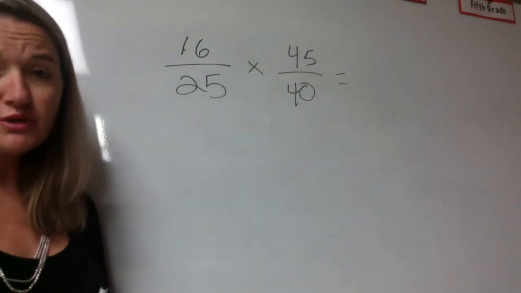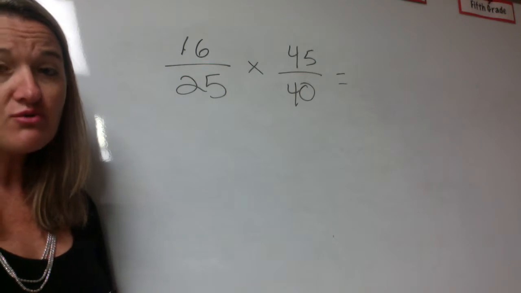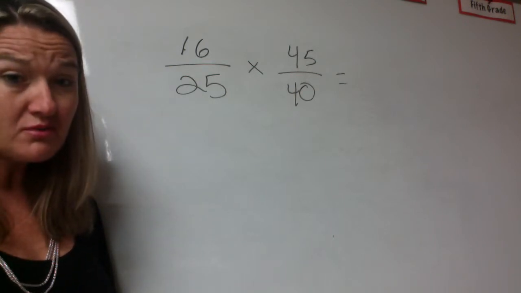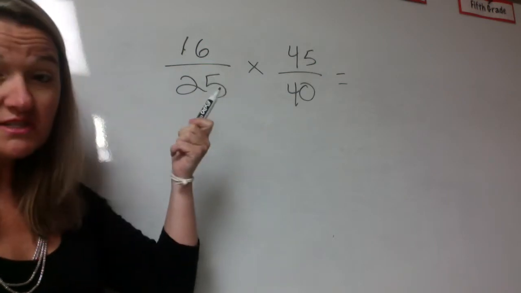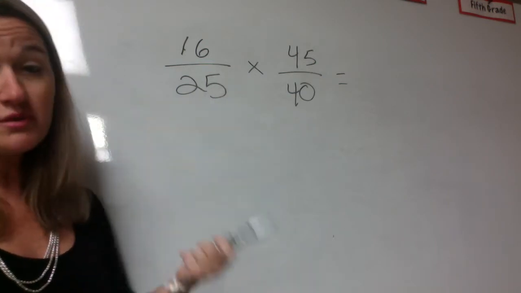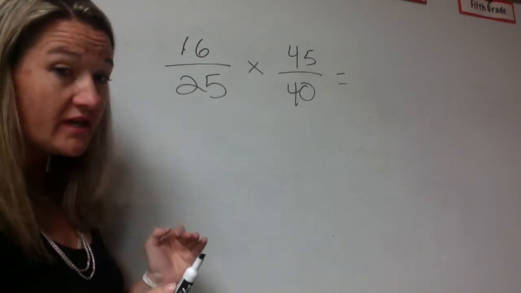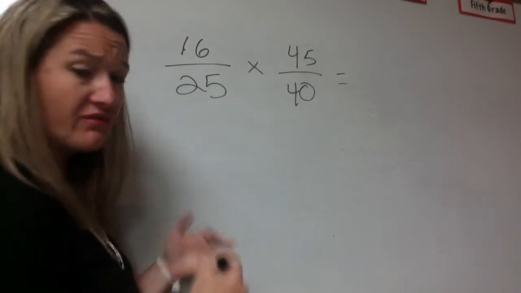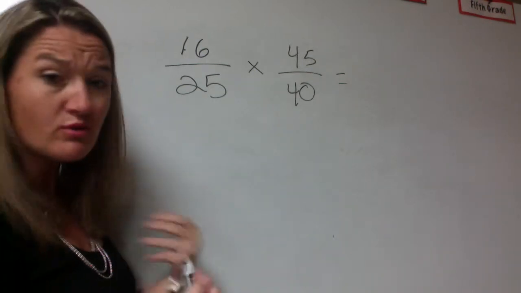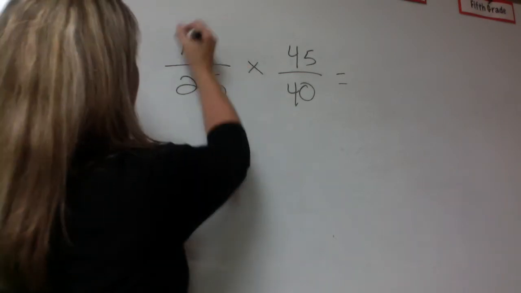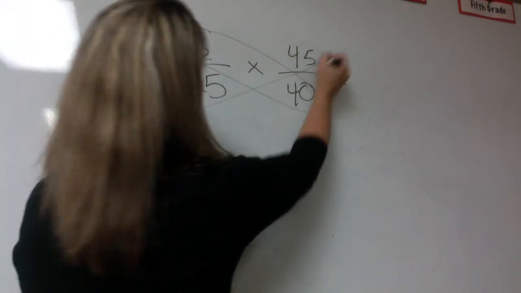Okay, 16 over 25 times 45 over 40. All right, so those are some pretty big numbers. I'm going to have to multiply 16 times 45 and then multiply 25 times 40, okay? It's going to take me a little while. So I want to check ahead of time to see, do they have any factors in common? If I can simplify this down, maybe I don't have to multiply as large of numbers. Okay, so let's do 16 and 40, 25 and 45.